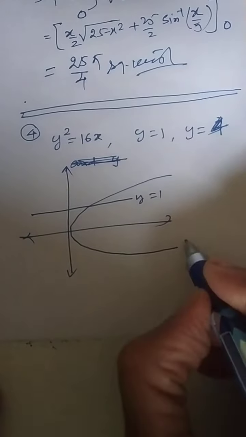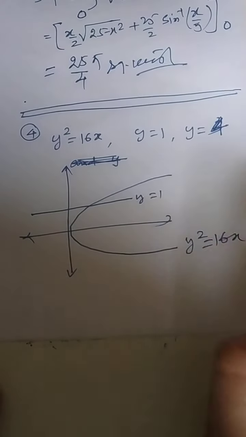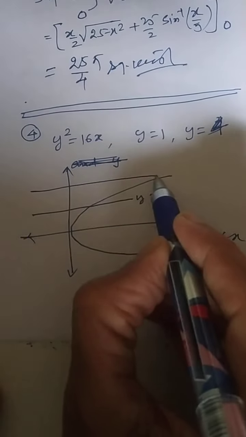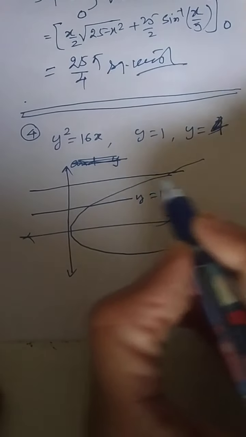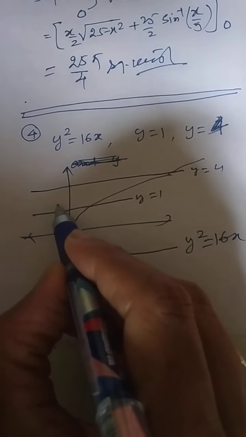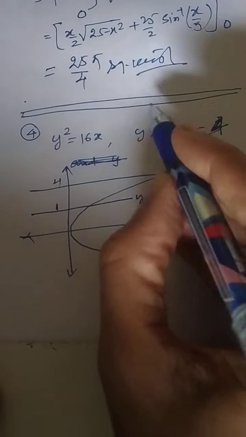Always write the equation. Y square will be equal to 16x. Y will be equal to 4. This curve is going here. Y will be equal to 4. This is 1, this is 4. And y-axis.